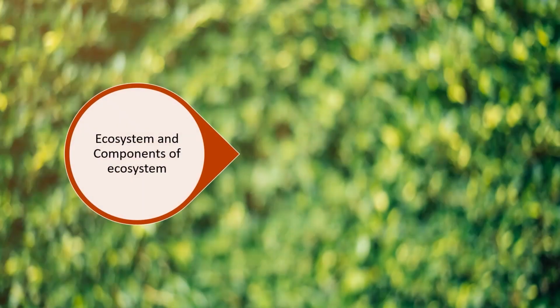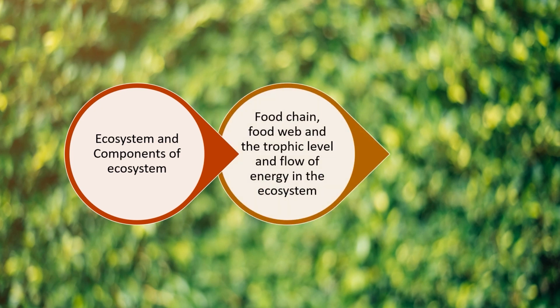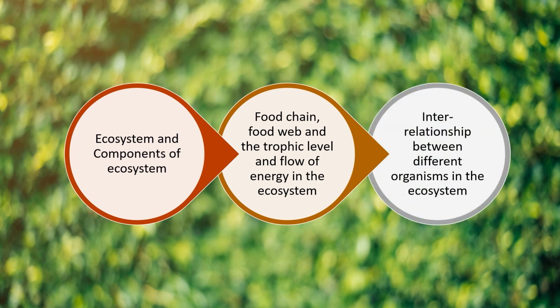The first one, we will talk about the ecosystem and the components of the ecosystem. In the next unit, we will be talking about the food chain, the food web, and the trophic level and the flow of energy in the ecosystem. And last, we will be talking about how they are interrelated with each other, the interdependence and the interrelationship among the different organisms in the ecosystem, and how they are linked with each other, and how the activities of the tourism industry, the anthropogenic activities, affect the nature and the environment.